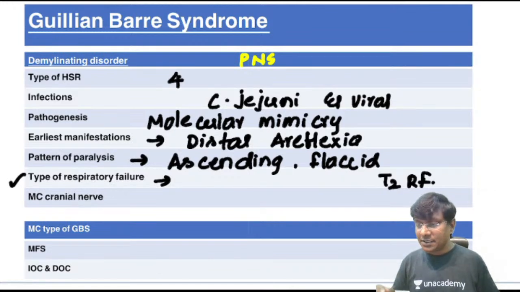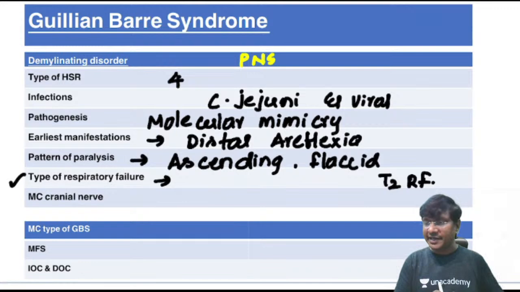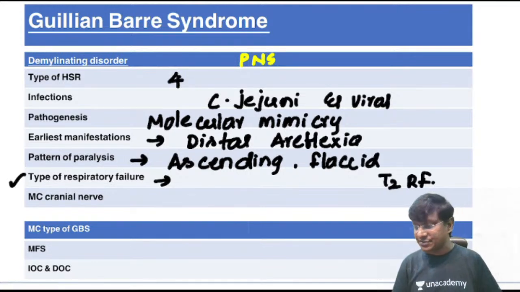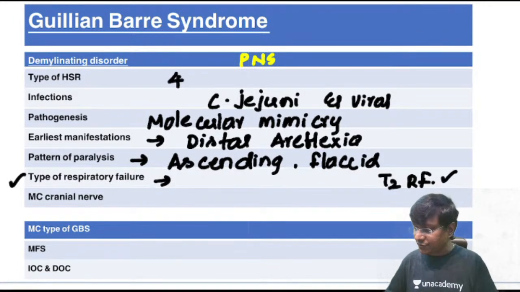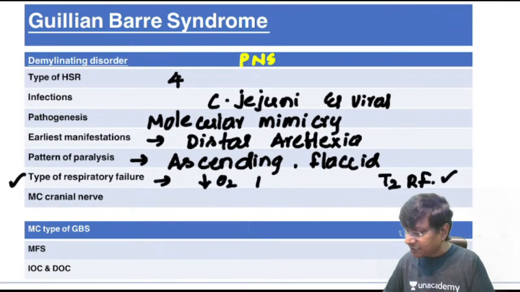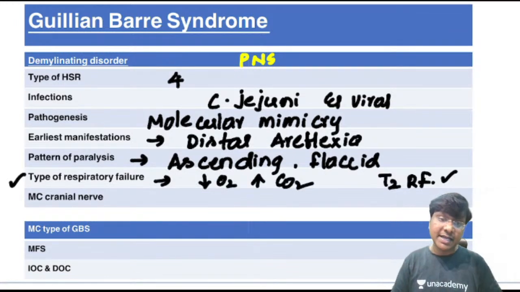See, it is not type 2 hypersensitivity reaction, because it is not immediate. In case of type 2 hypersensitivity reaction, it is cytotoxic mediated, which is an immediate event. But here it is not an immediate event. It occurs after 8 to 10 days of the antibody formation. So that is the reason why it's a delayed hypersensitivity reaction. And the type of respiratory failure will be type 2, where the individual will have hypoxia as well as hypercarbia.